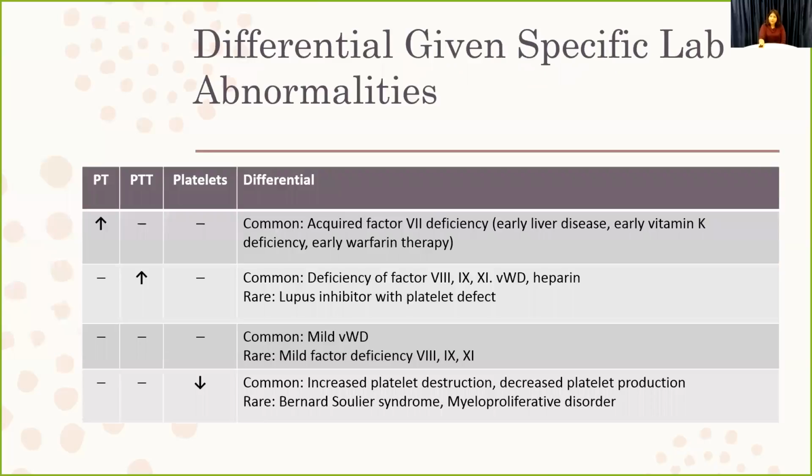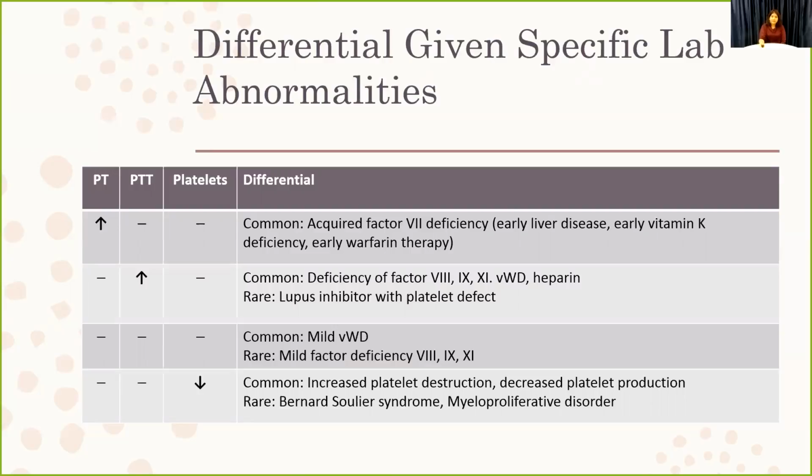So for a differential, when we're doing our specific screening tests, if we have an increased PT, some of the common things that we might see in our differential might be acquired factor 7 deficiency, acquired being that they weren't born with it. So you may be concerned about early liver disease, if they have an early vitamin K deficiency, and if they're on warfarin. However, I said not a lot of our patients will be on warfarin.